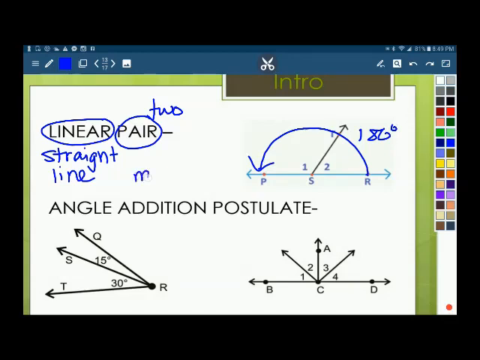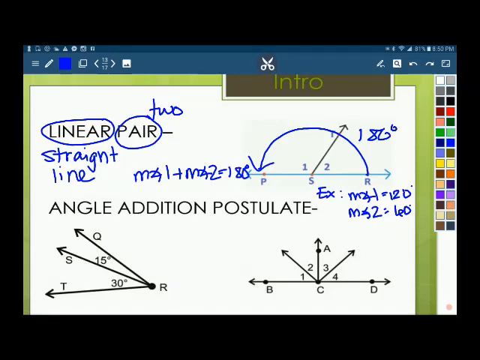So what that means is the measure of angle 1 plus the measure of angle 2 will equal 180 degrees. Okay, so let's say, for example, the measure of angle 1 was equal to 120. That would mean if I subtracted 120 away from 180, I would get that angle 2 is equal to 60 degrees, because 120 plus 60 is equal to 180. Okay, so you may have different angle measures, but if they are a linear pair, they form a straight line, then they should add to be 180.